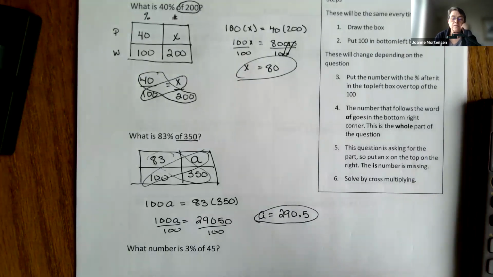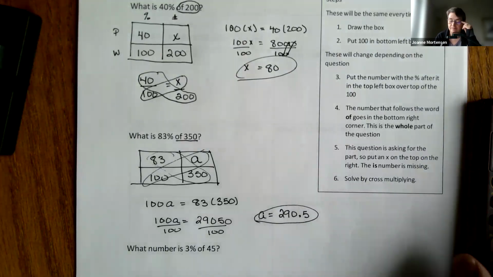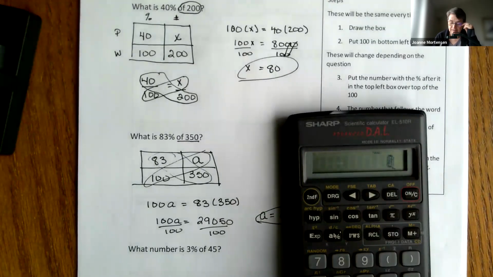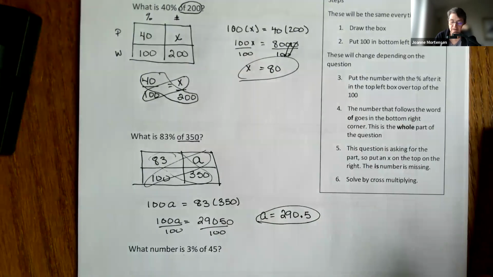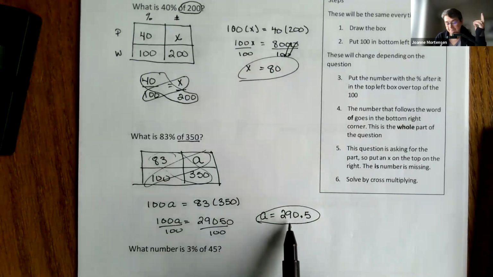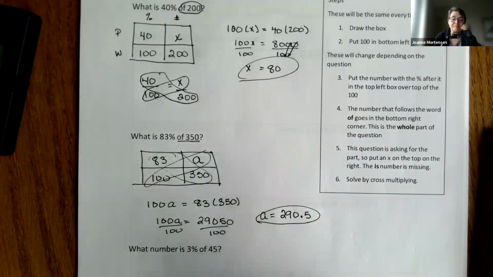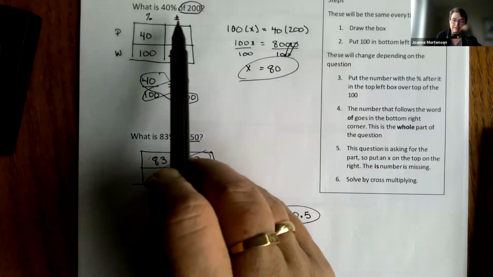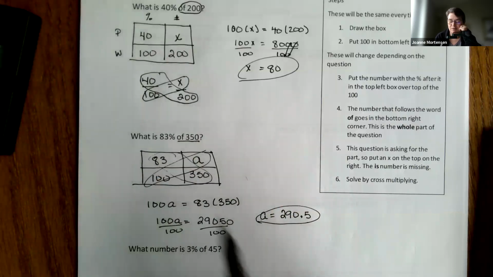So this one for me is a little harder to do off the top of my head. My brain this morning is not telling me what half of 350 is, so I'm just going to be lazy. I should be able to do that. So 175. So 83% is more than that, so my answer should be bigger than 175. The guess estimates worked a lot better on that question.